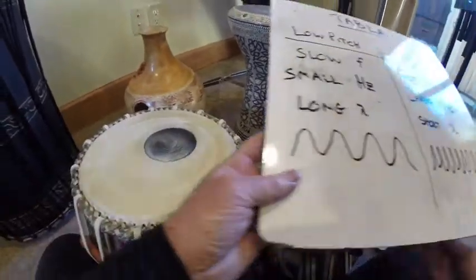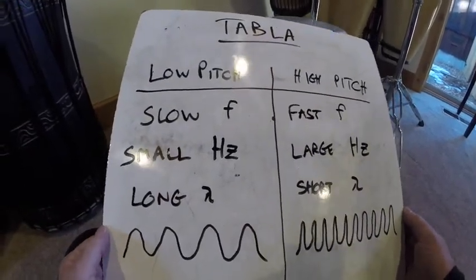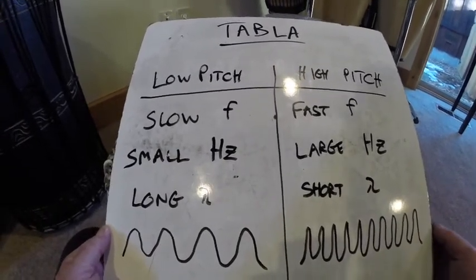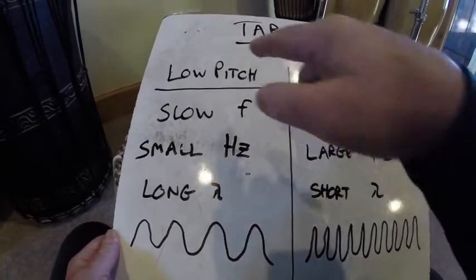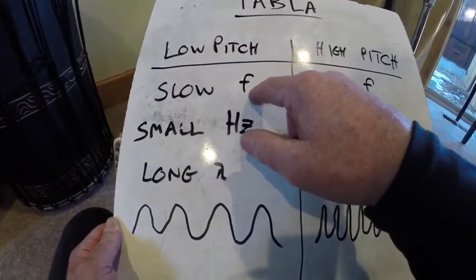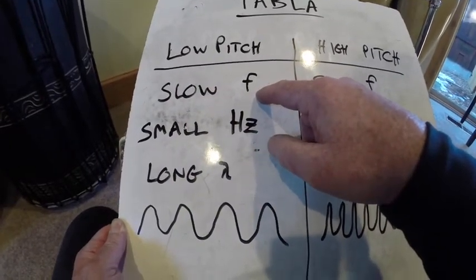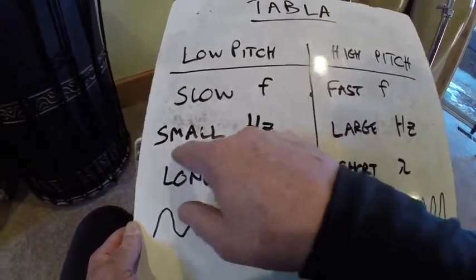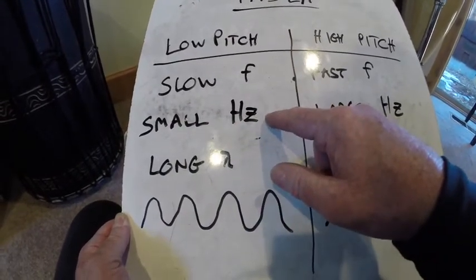All right, so let's talk about pitch a little bit more. With the tabla, we're modifying the pitch, especially of the low drum, and we actually tune the high drum to a perfect note that matches the other instruments. But I want you to remember that if it's a low pitch, it vibrates slowly. F is for frequency. That's how fast it's vibrating. It has a slow frequency of vibration. We measure this in hertz, so this is going to be a small number. Like the lower limit of human hearing, the lowest pitch we can hear is 20 hertz.